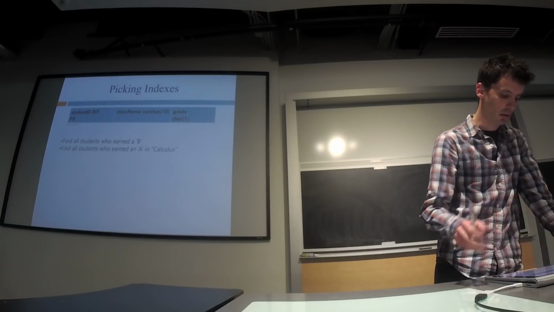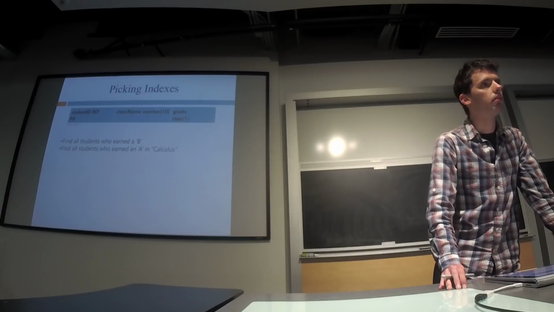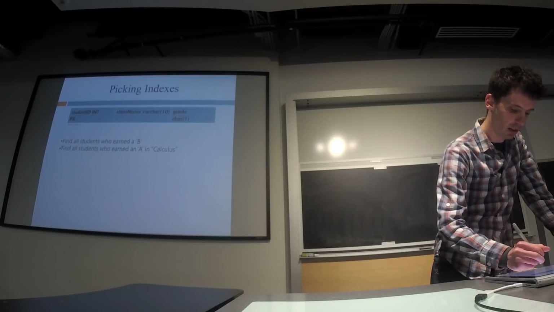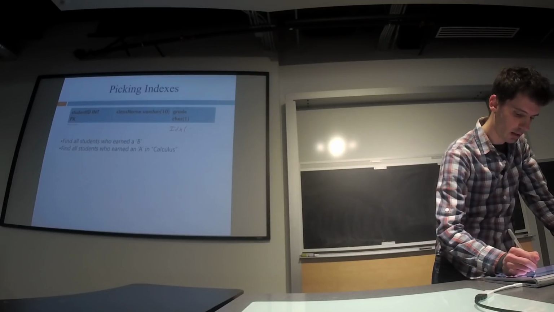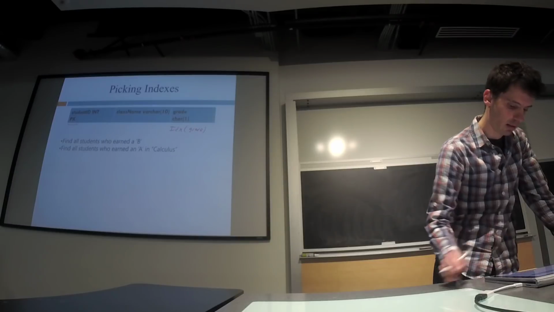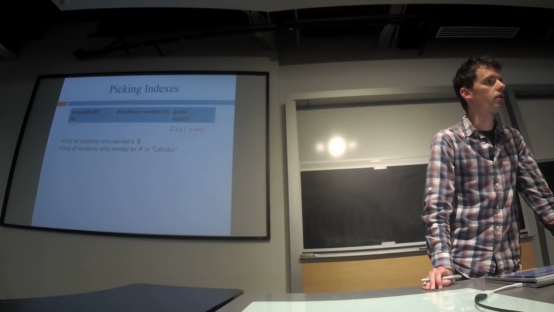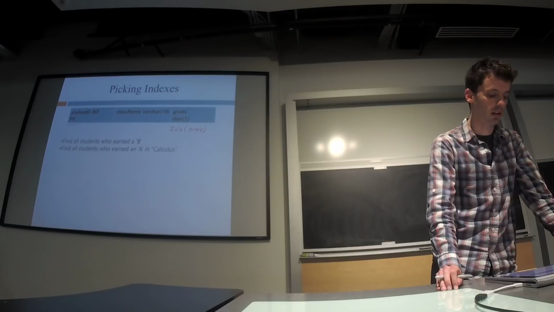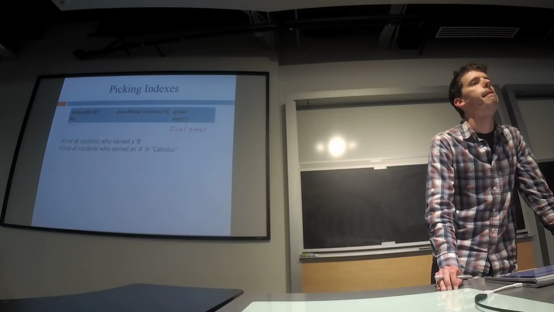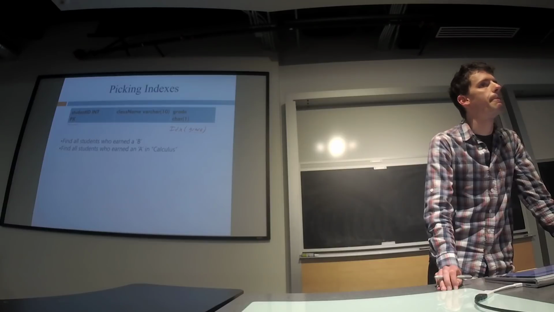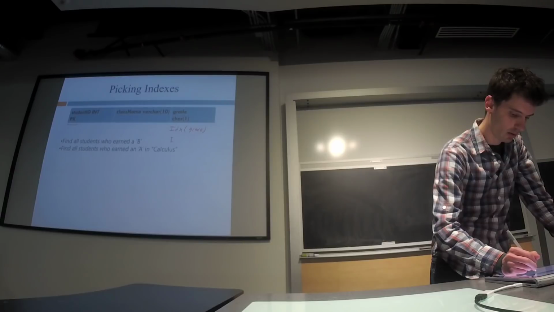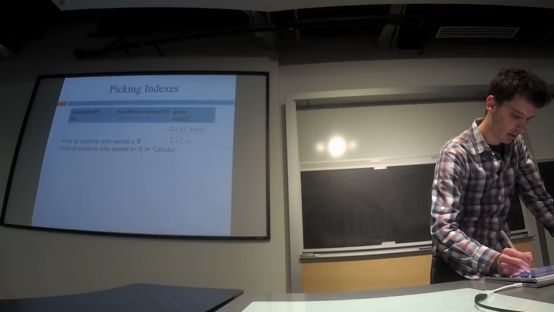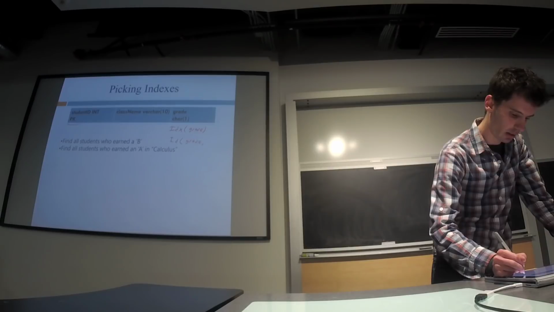So we could put an index on grade. That'll handle the first query. Then what's an index that'll make the second query fast? Grade, class. Okay, so we could do grade, class name.